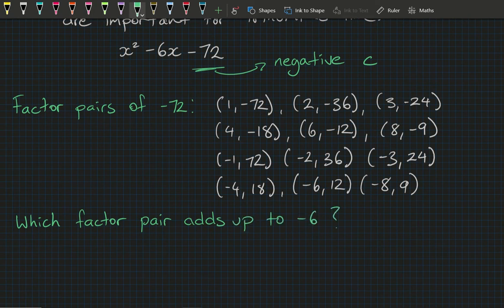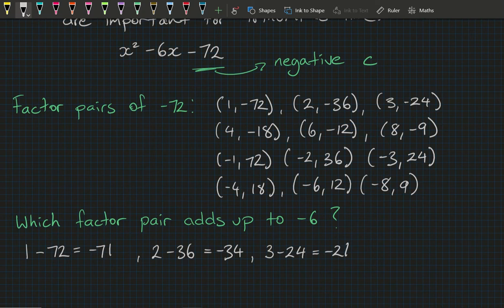1 and minus 72 is minus 71, so it's not that. 2 and minus 36 is minus 34. 3 and minus 24 is minus 21. 4 and minus 18 is minus 14. And 6 and minus 12 is minus 6, which is exactly what we're looking for.